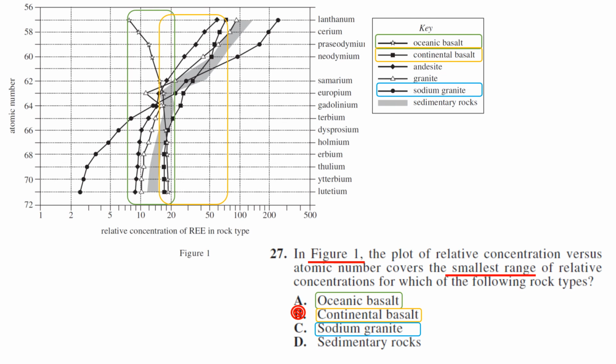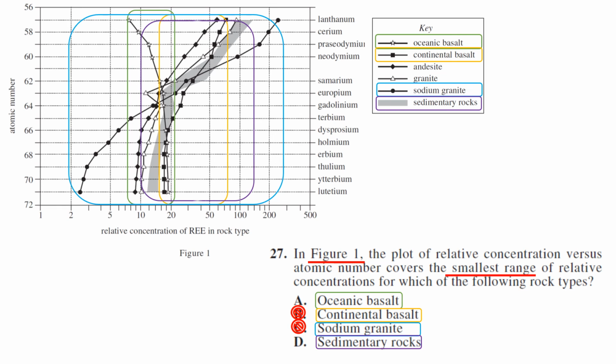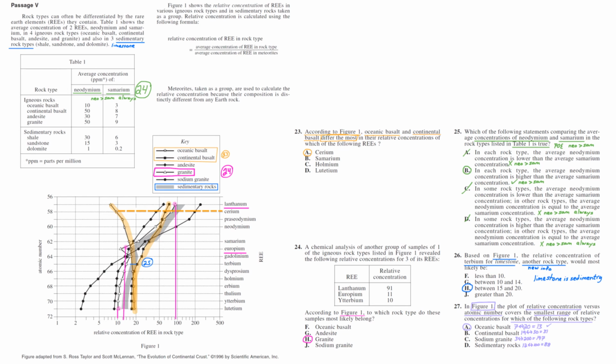Sodium granite, it's the circle, and that covers a range that's definitely bigger, so choice C is out. And then sedimentary rocks, choice D, that's the shaded area, and that's also much bigger than 15. So the smallest range has to be A, oceanic basalt. So let's quickly review our answers. 23 is A, 24 is H, 25 is B, 26 is H, 27 is A.